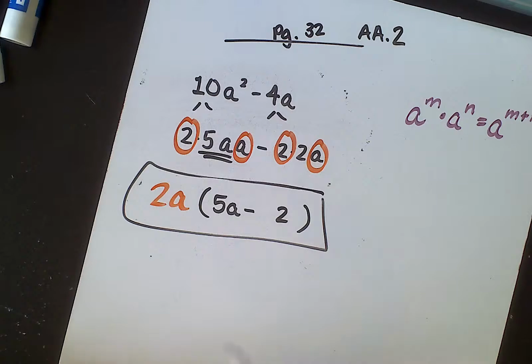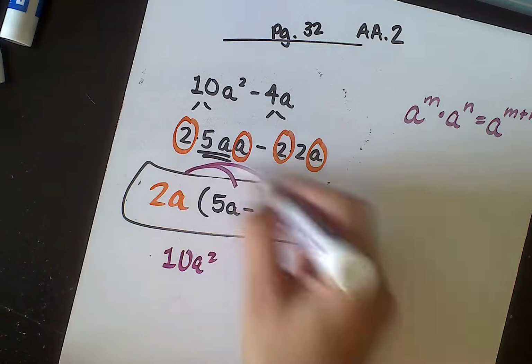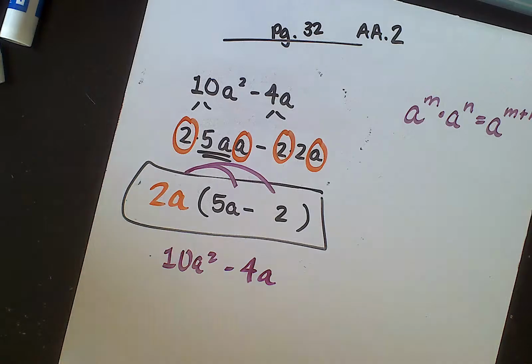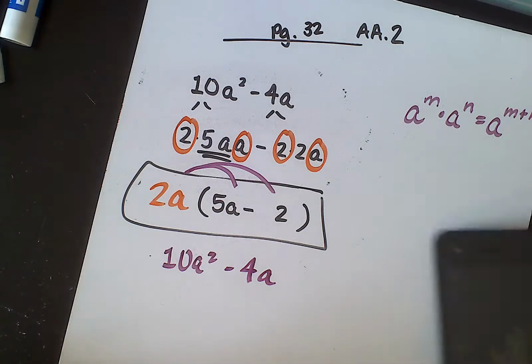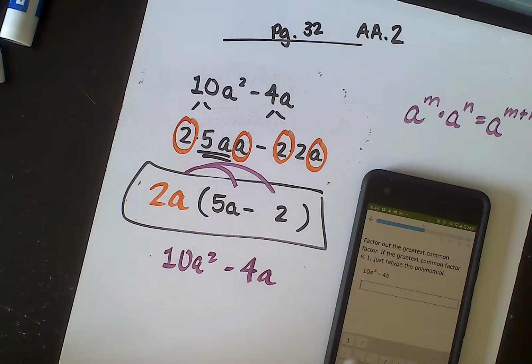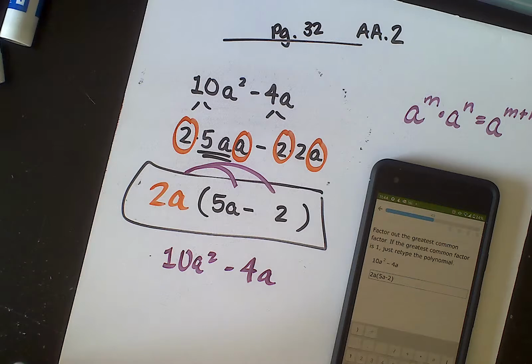Okay, double checking my answer. 10A squared minus 4A. Perfect. That's exactly what I had at the beginning. There we go. So 2A times 5A, where's my minus sign? Is that, no, that's a period. Sorry, there's the minus. Minus 2. Submit.